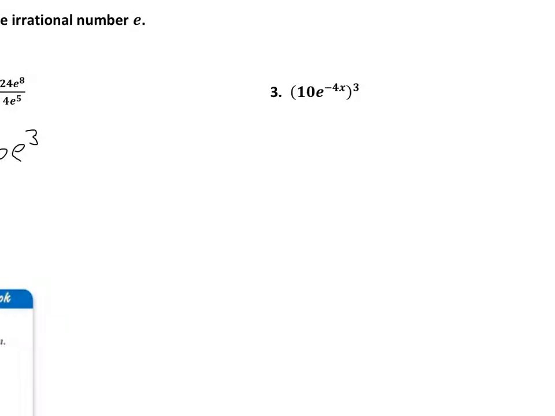Okay, so now we have 10 to the third, 1,000. And then we have a power to a power. So what do you do? You multiply. That would be e to the negative 12x. Now, if we want to make this positive, you would say 1,000 divided by e to the 12x, because remember, you move it down. All right, so let's take a look at what we're going to do with this irrational number e now.